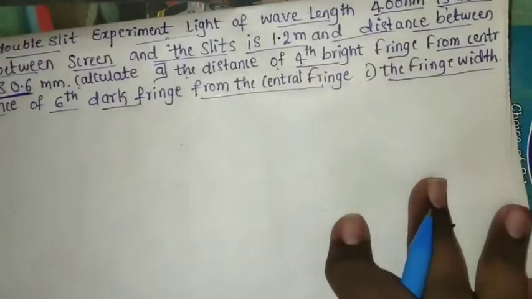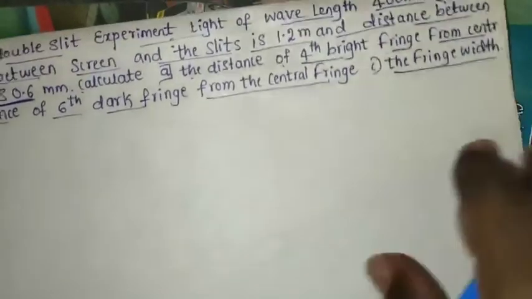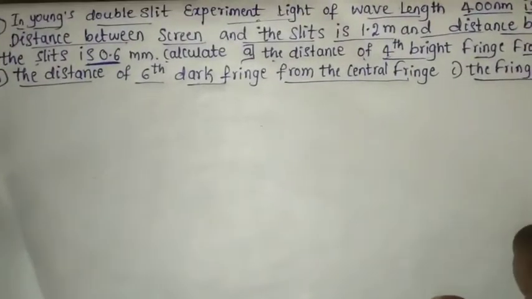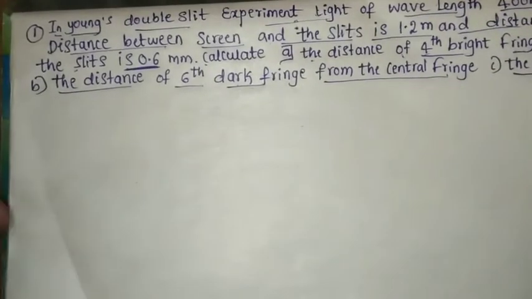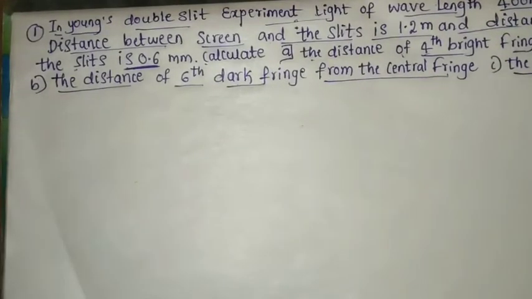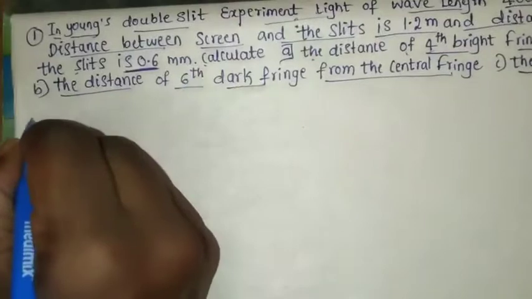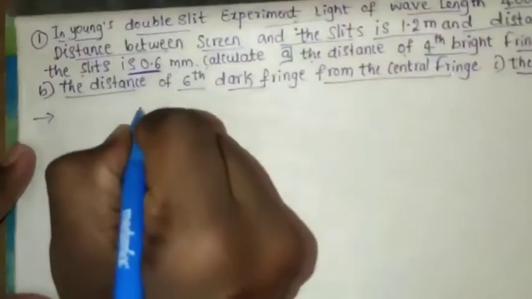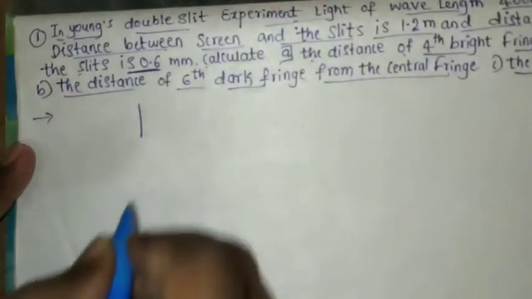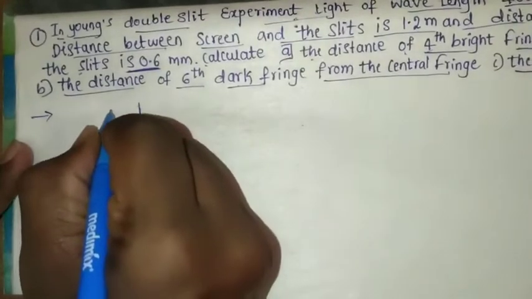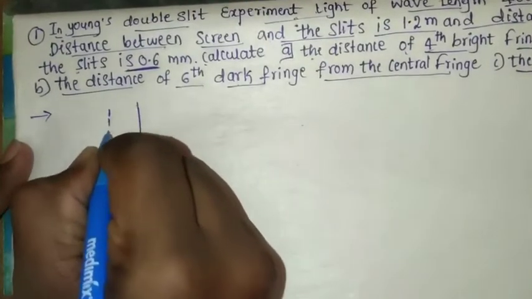In C they asked to find the fringe width. Now I will explain this problem. Look here carefully and try to note this problem. It is very, very important for your board exam. Now I will draw a small sketch here. This is the screen, and these are the slits.